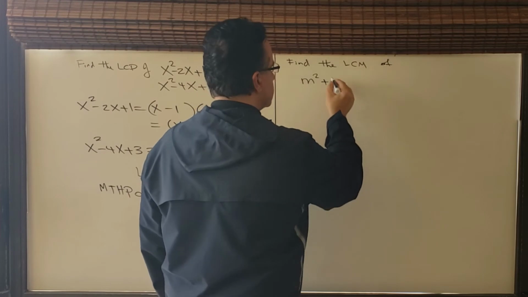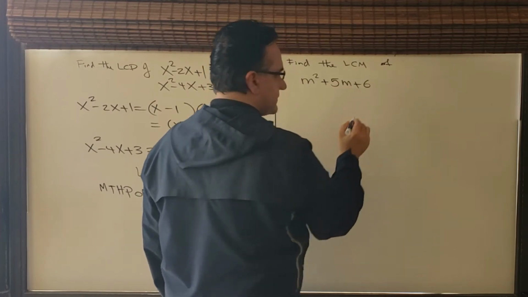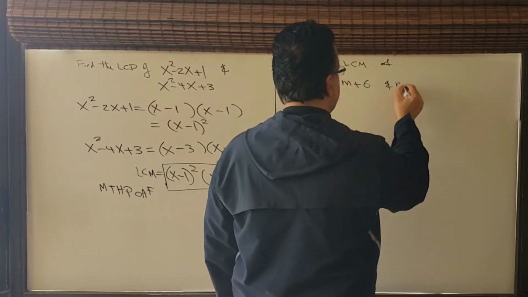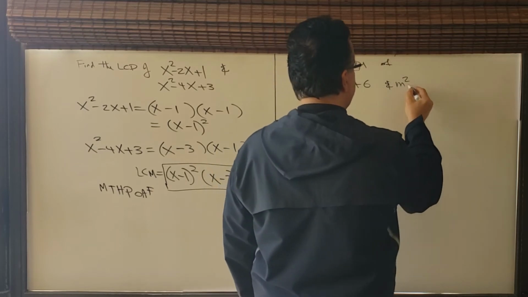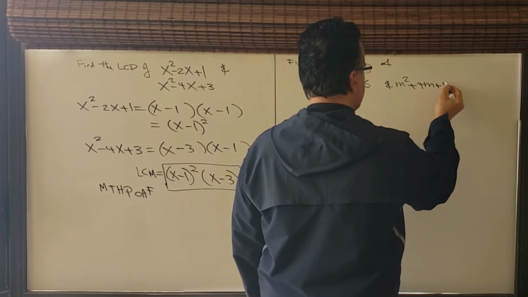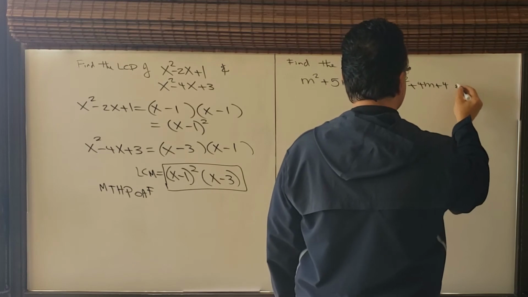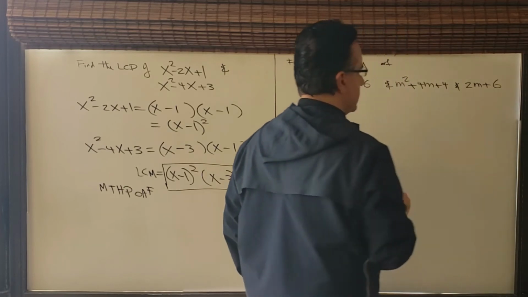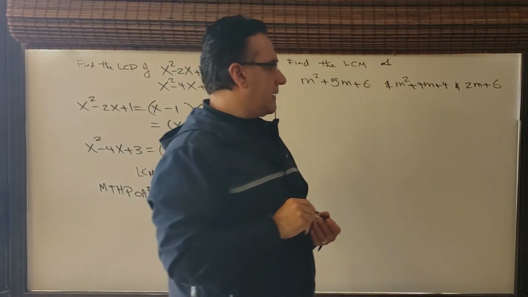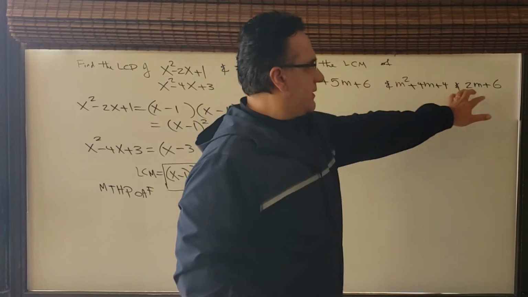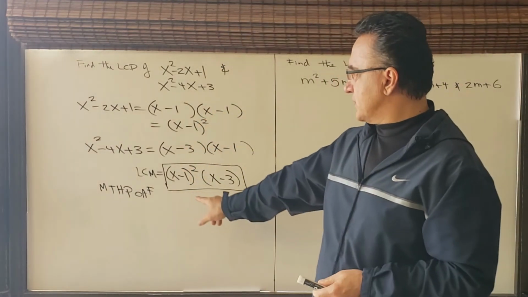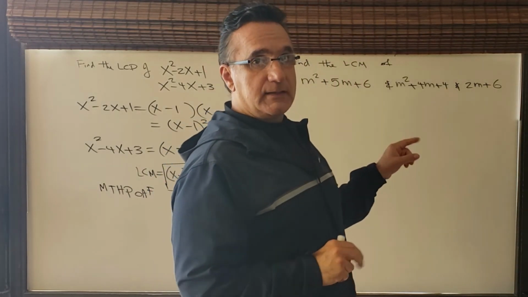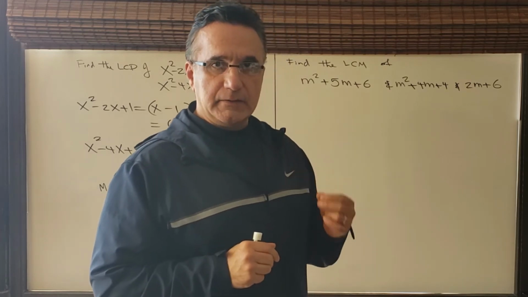m squared plus 5m plus 6 and m squared plus 4m plus 4. And also, this time we're going to do 3 expressions, 2m plus 6. So go ahead and pause the video, and before you do, just go ahead and factor each and then follow the procedure. Multiply the highest power of all factors. Go ahead and pause the video and try this before you come back to see how I do it.